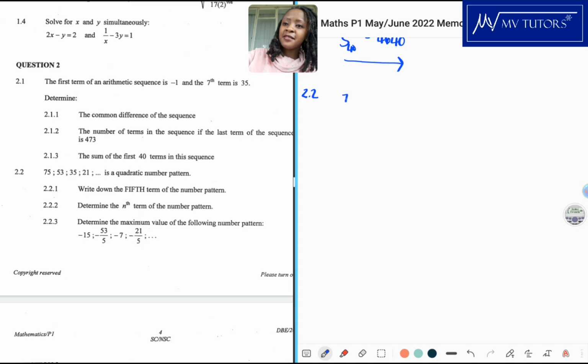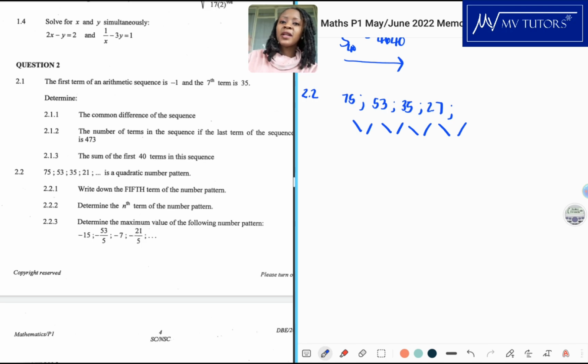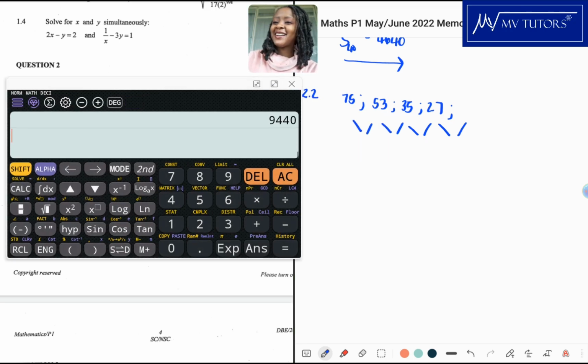So we have 75, 53, 35, 21. Okay, and then they want to know for 2.1.1 what the fifth term is. Okay, so I am going to get the first difference so that I can eventually determine what the fifth term is. So what is 53 minus 75? I am not doing that in my head. So it is negative 22.